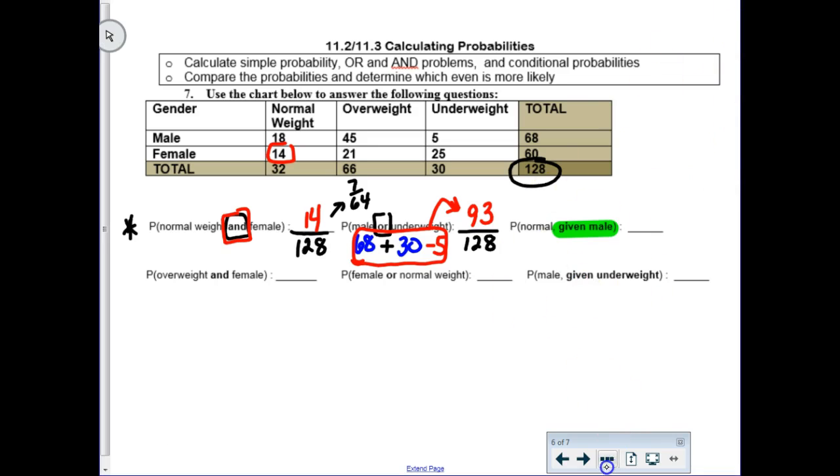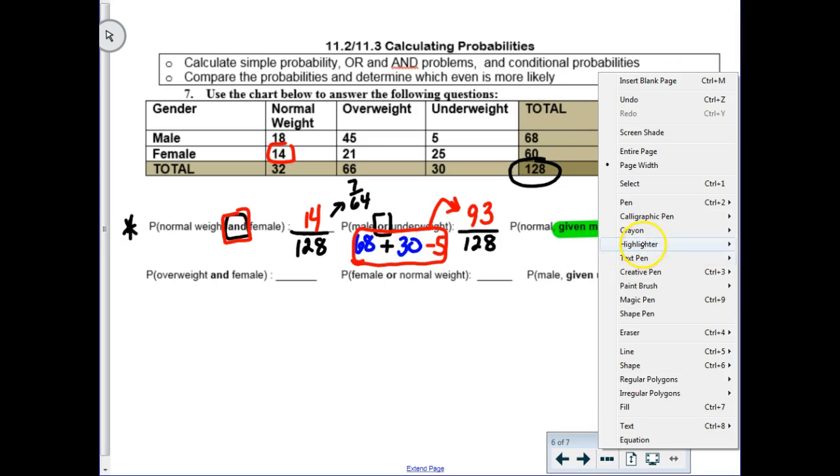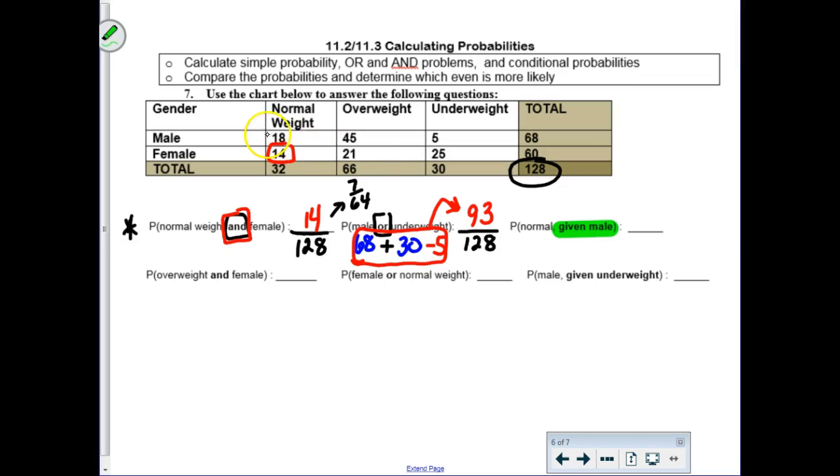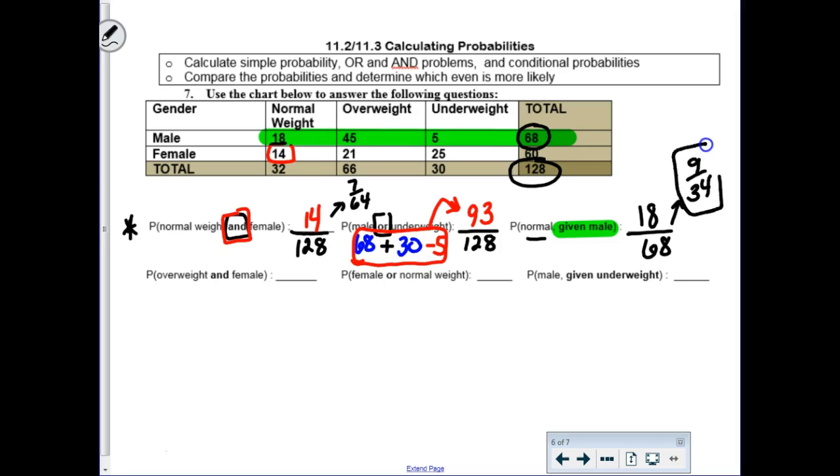And this next one is where I want you to highlight. So given male, you're going to take your highlighter and you're going to highlight all of the male data. And that is the only data that you're allowed to use. So the denominator is the total of the males, which is 68. So this time out of these 68 males, what's the probability that somebody is normal weight? And that would be 18 out of 68. So again, feel free to reduce that if you want. That's 9 over 34. I'll take decimal answers as well, but you know, whatever.